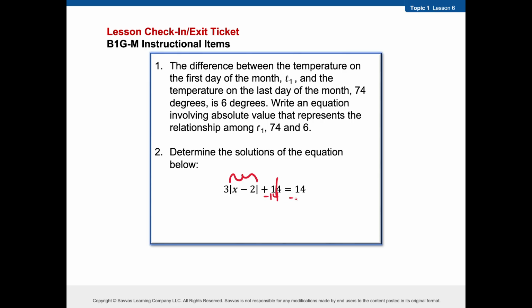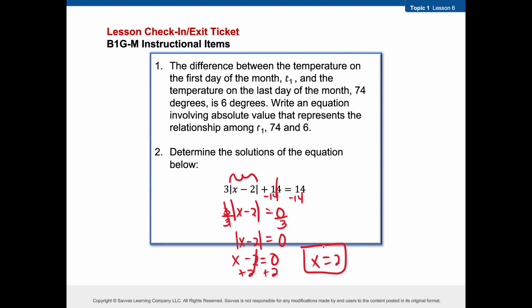So to get this by itself, subtract 14 first. 3 times the absolute value of x minus 2. 14 minus 14 is 0. 0 is a number, don't freak out. Divide by 3. Any number divided into 0 will always be 0. I cannot put this into positive and negative because 0 is not positive or negative. So this would just be one answer, and x would just equal 2.